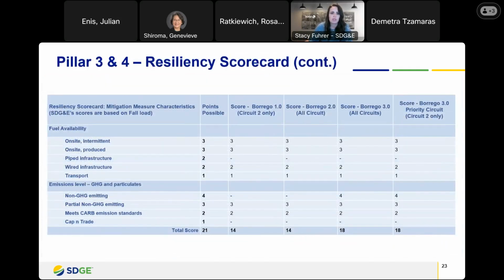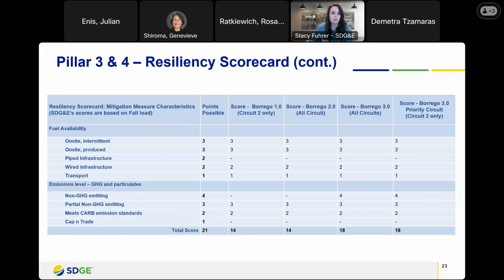Thanks. Now, as we continue through the scorecard, we look at the fuel availability. And for Borrego 1, 2, and 3.0, it's actually been very similar, because even back in Borrego 1.0, we had diesel generators, but we also had a battery. So we had on-site intermittent, we had on-site produced, we had wired infrastructure, and we had transport with our diesel. And that has continued in the future with our other versions of Borrego. So we didn't score any differently in the fuel availability section, even though we've been adding assets. It just doesn't show through the score.